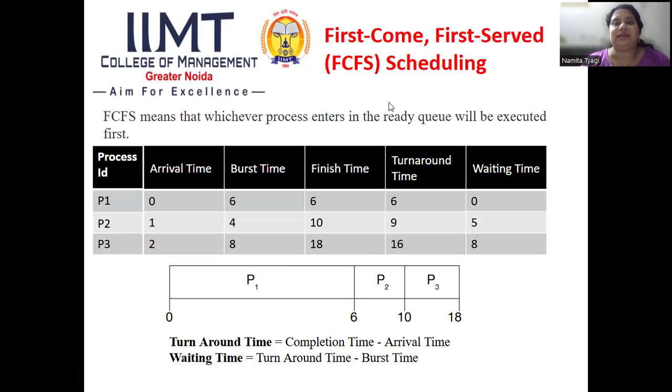So the next term is first come first serve scheduling. It's a scheduling algorithm. We have covered different scheduling algorithms in this lecture. First is first come first serve, which means that whichever process enters the ready queue will be executed first. For example, P1, P2, P3 are three processes that enter the ready queue. P1 enters the ready queue first, so it will automatically complete its execution before P2 and P3, depending upon its arrival time, burst time, and finish time.